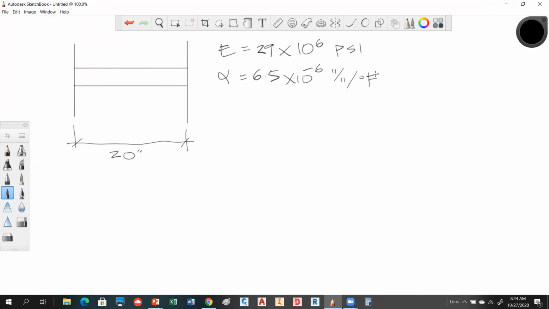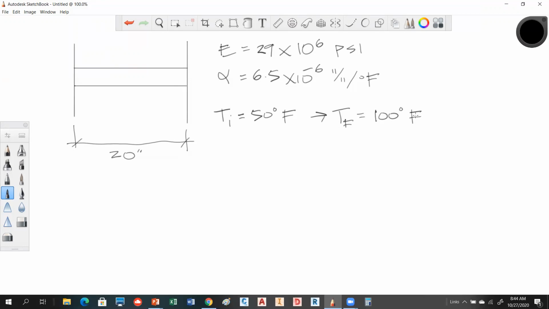So what they tell us is that the existing temperature is 50 degrees. So your initial temperature is 50 degrees Fahrenheit. And they're going to let this go up to a final temperature of 100 degrees Fahrenheit. Okay. So they want to know what stress will be created in this bar when the temperature increases.